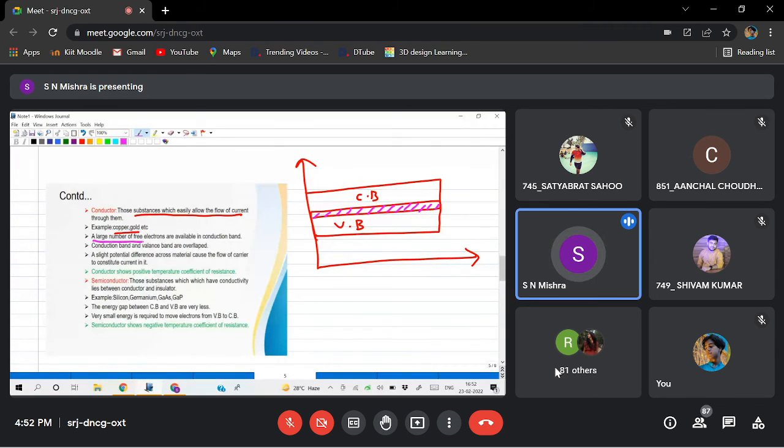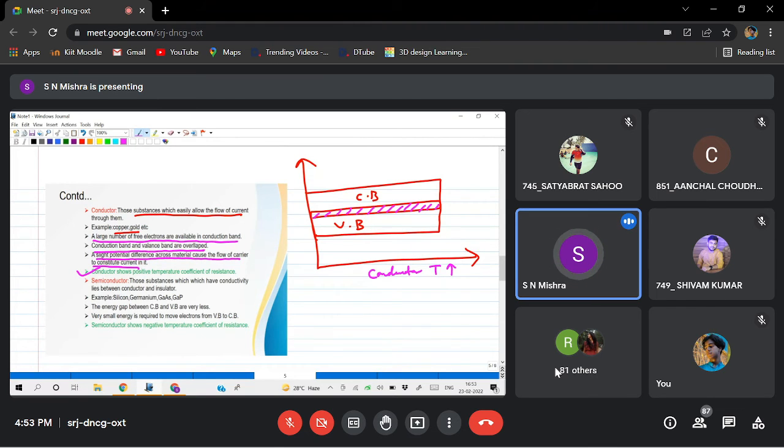So a large number of free electrons are available in the conduction band, and the conduction band and valence band are overlapped. A slight potential difference across the material causes the flow of carriers to constitute the current in it. For example, gold, copper, these are the material properties, so they are very good conductors. Another very important point, this one I have marked with the blue line: a conductor shows a positive temperature coefficient of resistance. Generally in PSU exams you will get this question, or an objective type question. Whenever we take a conductor and increase its temperature, what will happen?